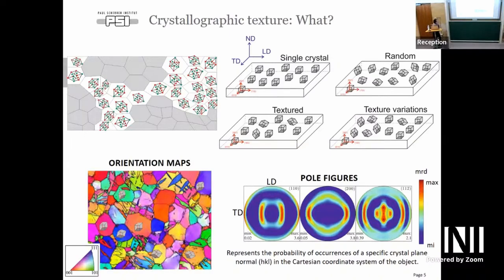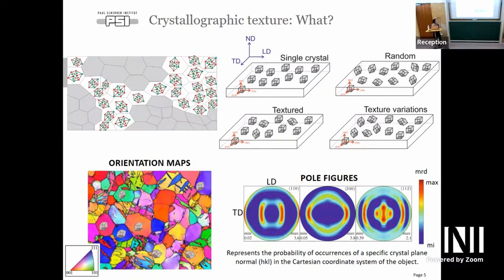So basically, a pole figure represents the probability of a specific plane, for example this 110, and how it is oriented in the sample reference system. So let's think that we have like a sheet here.